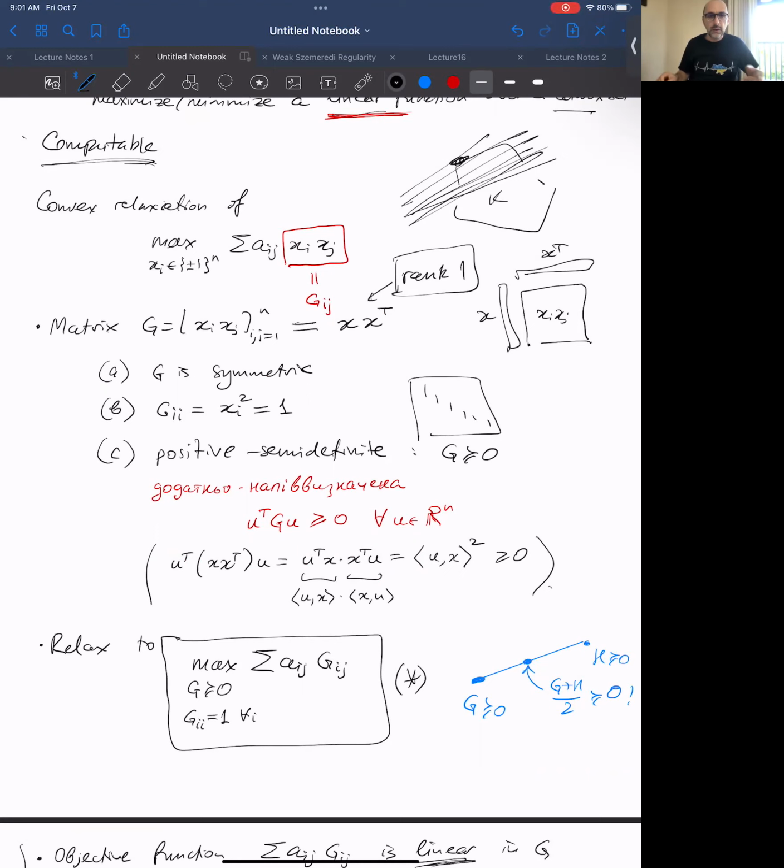And so no. Now, if it were true what you're saying, if it could be decomposed as XX transpose, then it would be formally equivalent. There would not even be a relaxation. Then we would have solved the NP-hard problem directly and exactly.